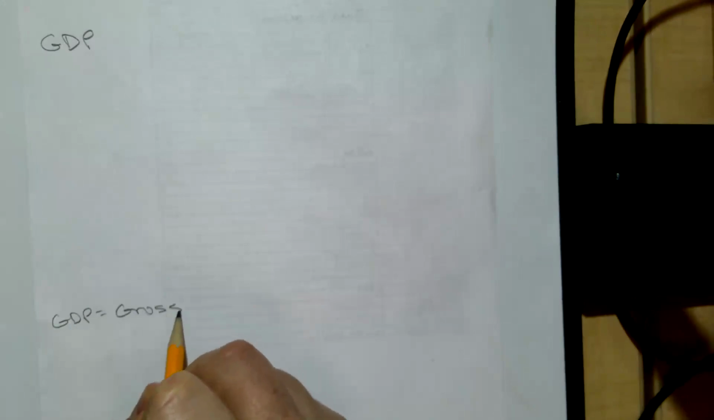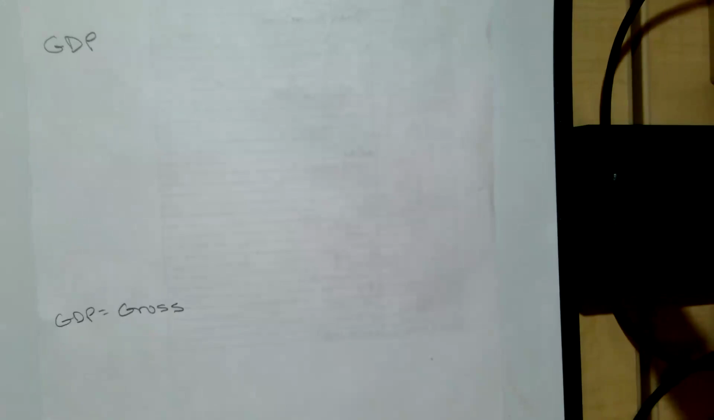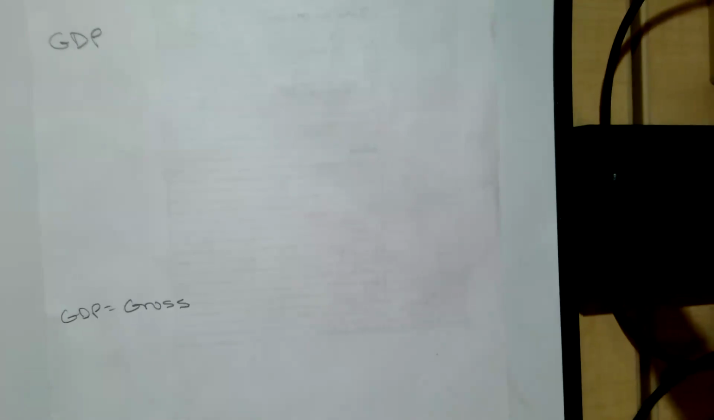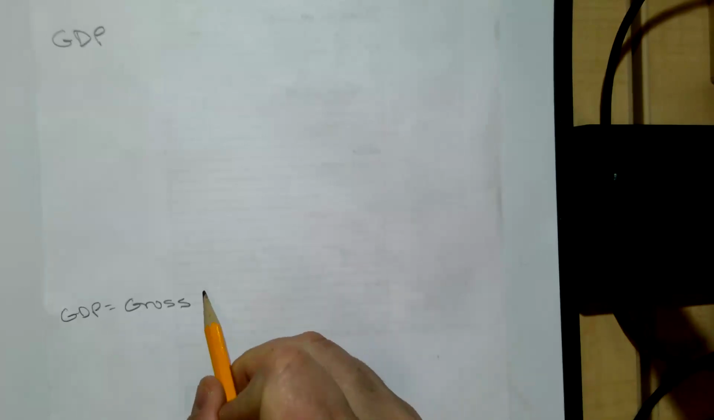Gross. Anybody have a job where you see a paycheck that says gross and net? You know what I'm talking about? What does gross versus net mean? Yeah. Gross is like before deductions. So here, gross is in total, everything. Domestic means where? Yeah, within this country. Product means produce. So all the things that we make in this country is gross domestic product.